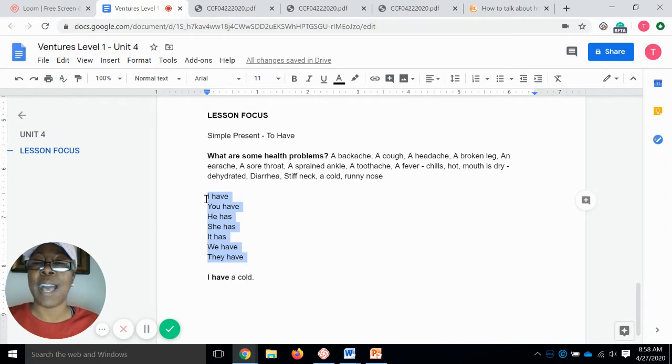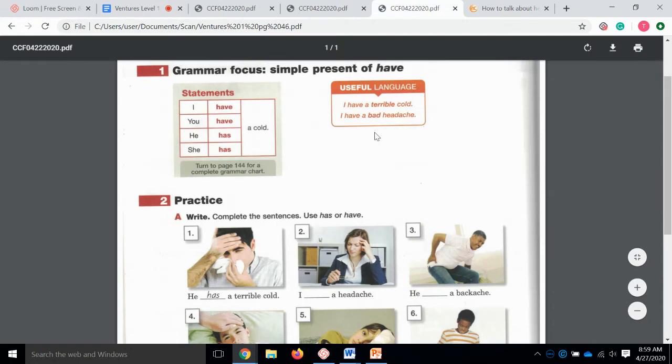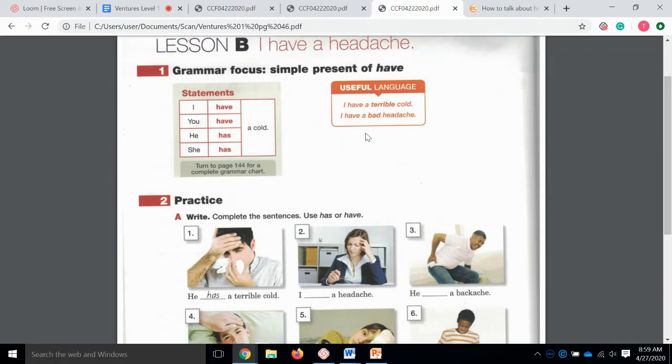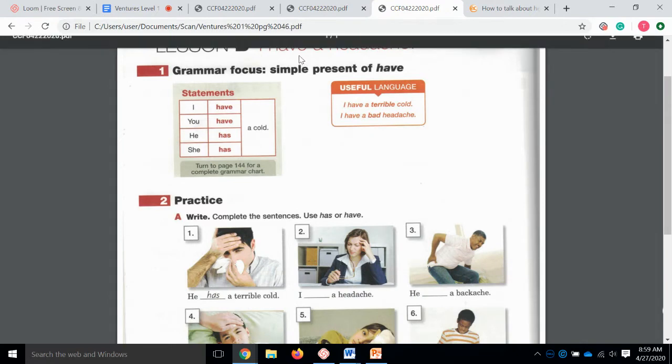Repeat after me. I have, you have, he has, she has, it has, we have, they have. Okay, and that's how you would describe your illness. Okay, what's wrong with you?